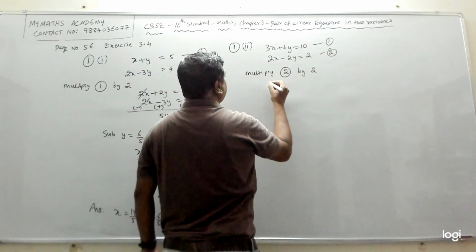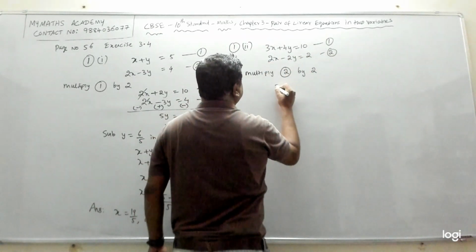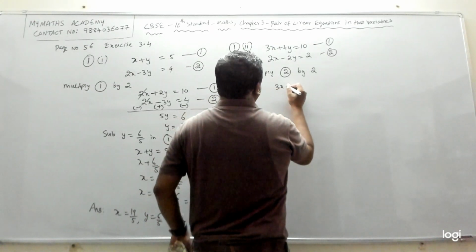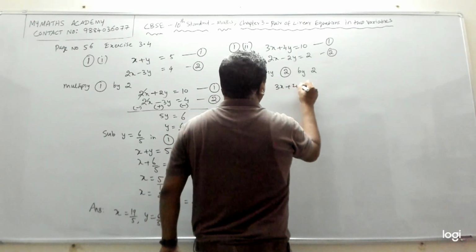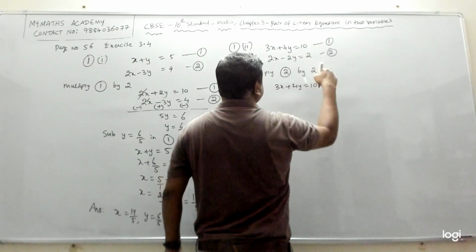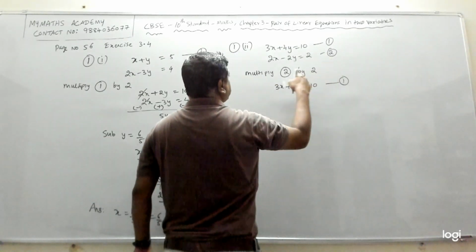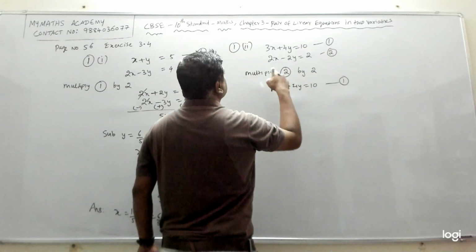Then if I multiply this, what do we get? I'll write the first equation as it is first: 3x plus 4y equal to 10. My first equation I am writing as it is, no change. Second equation we are going to multiply by 2. So what do we get here?